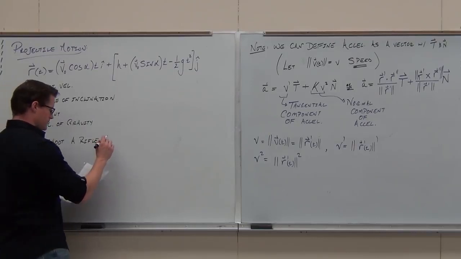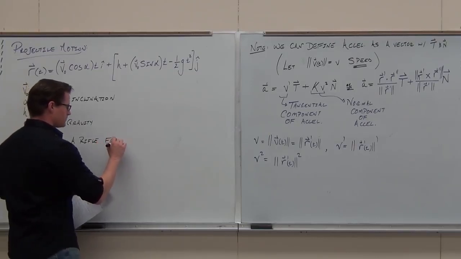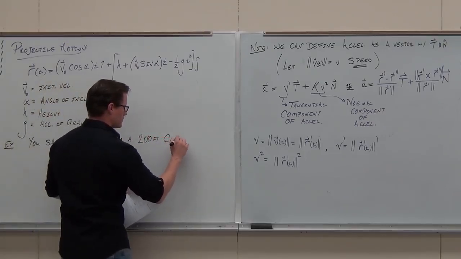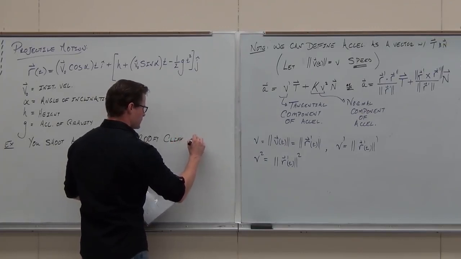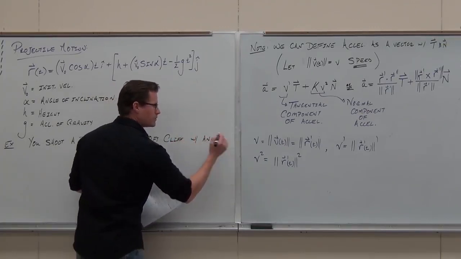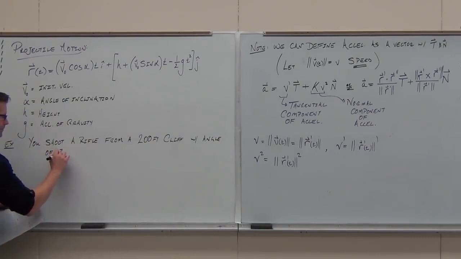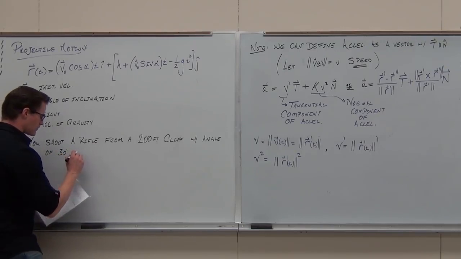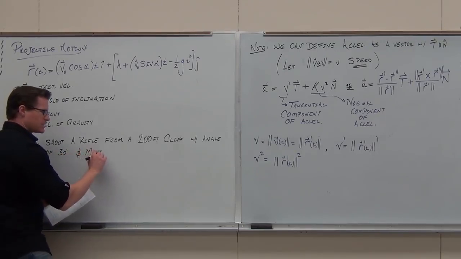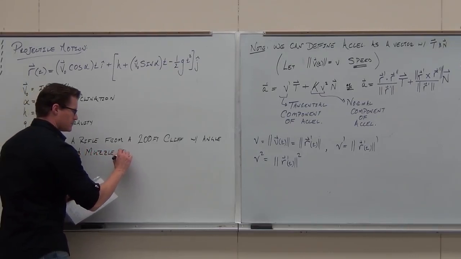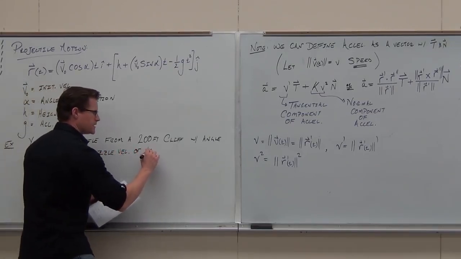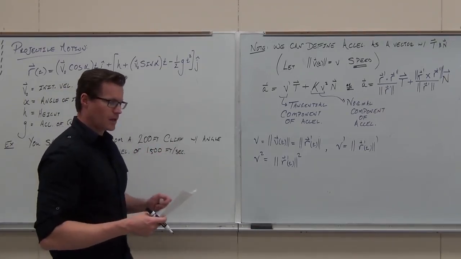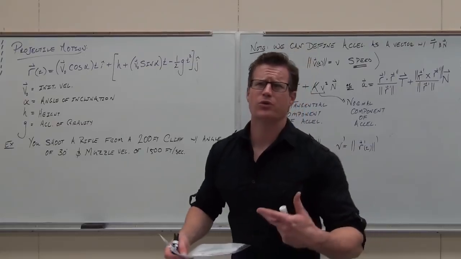You shoot a rifle from 200 feet, with an angle of 30 degrees from parallel and a muzzle velocity of 1,500 feet per second. Let's identify some stuff. We are going to work through it pretty quickly.